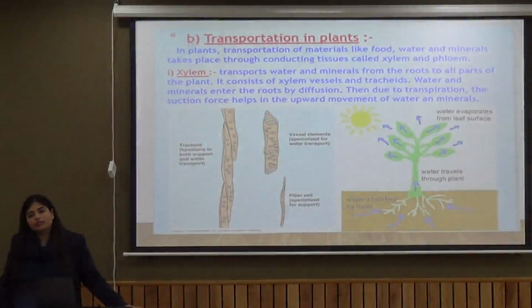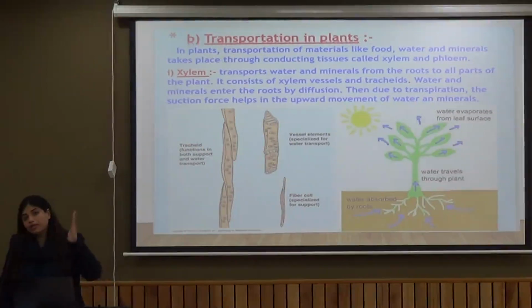Let's discuss transportation in plants. You remember studying tissues in class 9? We studied xylem and phloem, the structure of xylem and phloem. So now how they work, let's study that. Xylem transports water and minerals from the roots to all parts of the plant. Remember, only in upward direction. And it consists of xylem vessels and tracheids.